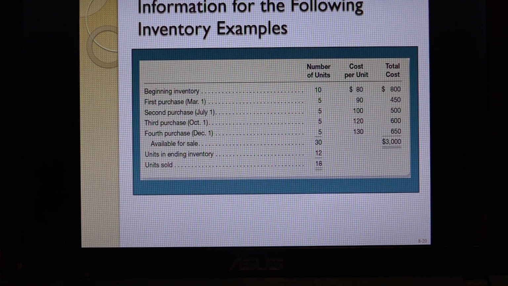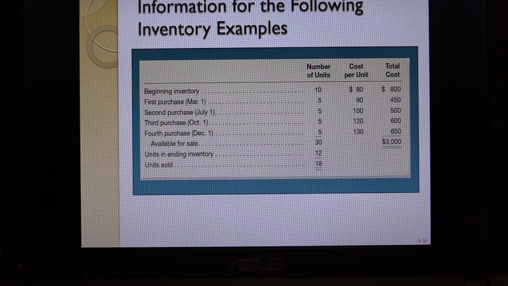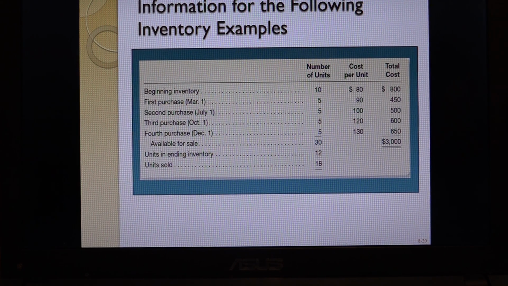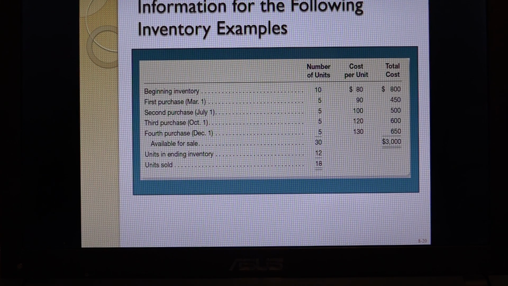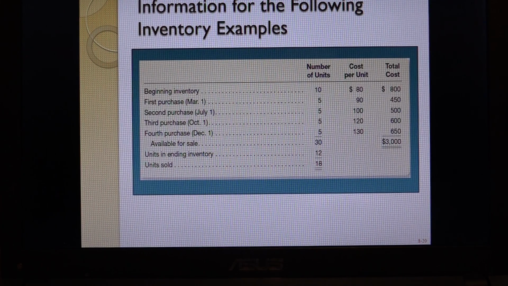So, tell you what, look over that. Look over the examples there on periodic inventory so that you understand how that works. But it kind of works the same way as far as the cost flow assumptions are concerned. It works pretty much the same way, so not a big difference there. All right, so that's it for Chapter 8.